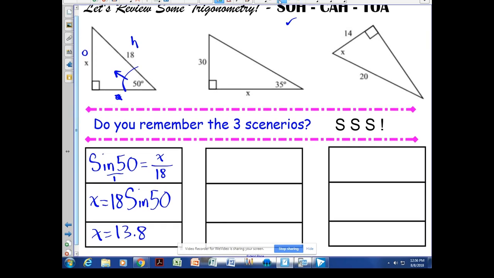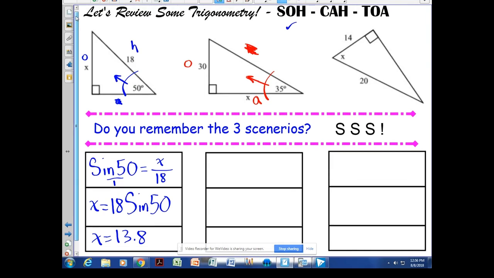Let's try number 2. Okay, well, there's my angle. I'm going to use this 35-degree angle. Here's my bow and my arrow. Here's my O. Here's my H. Here's my A. I need my O. There's a 30. I need my A. There's an X. I don't need my H. This is an O and an A. Which one of these has, oh, must be a TOA problem.